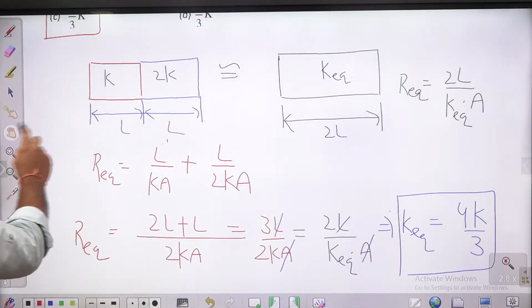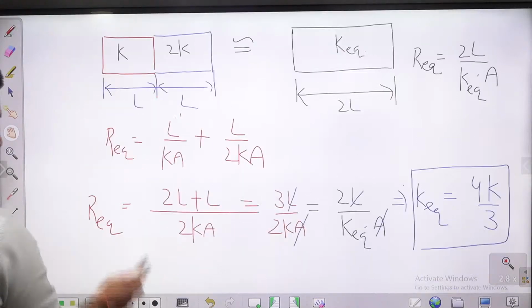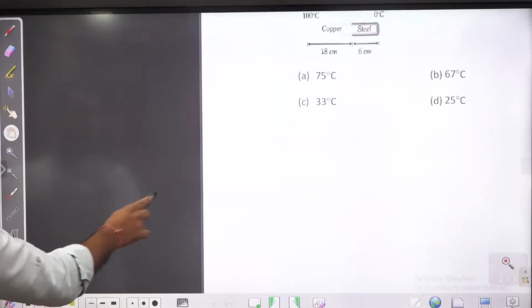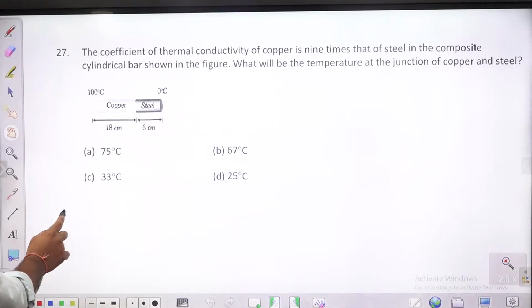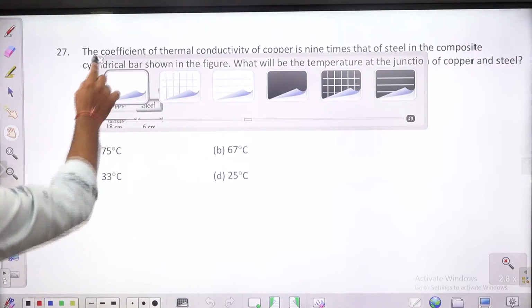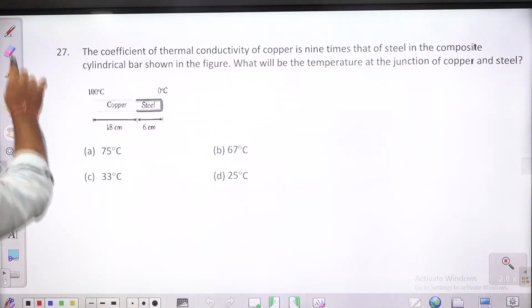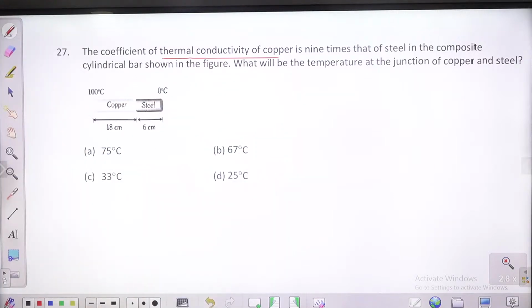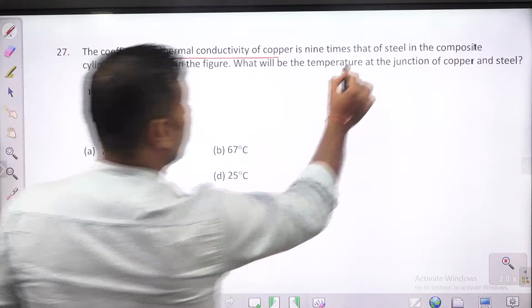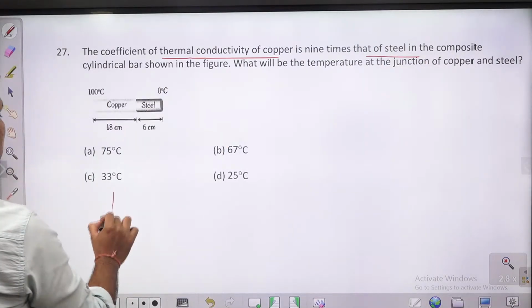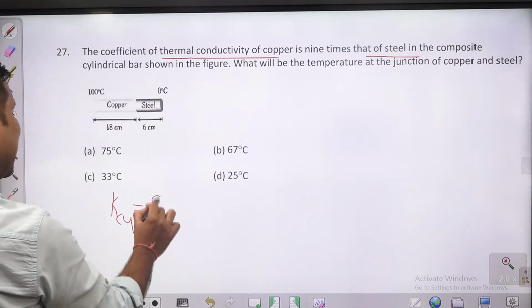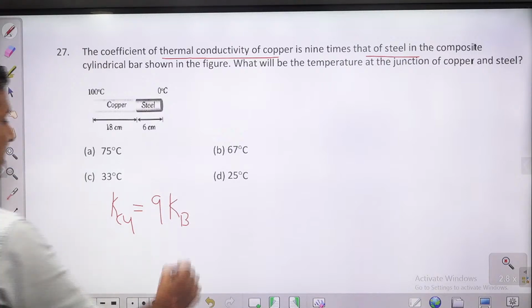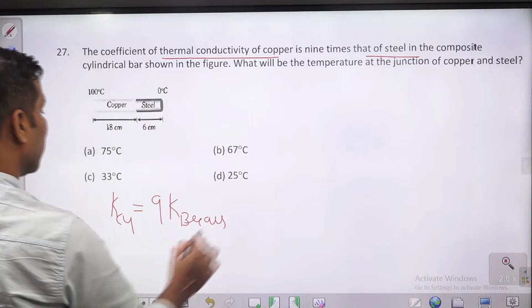Fine. Chaliye. Let us move to next question 27. So this is 27th question guys in front of you. The coefficient of thermal conductivity of copper is 9 times than that of the steel. Conductivity जो copper का है, copper conductivity is 9 times the conductivity of brass. Okay, brass से जो conductivity है copper का, this is 9 times more.